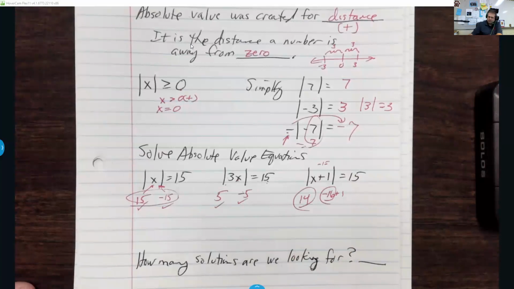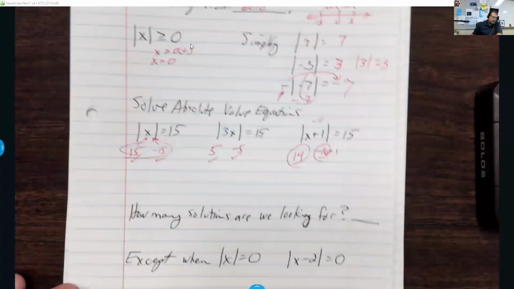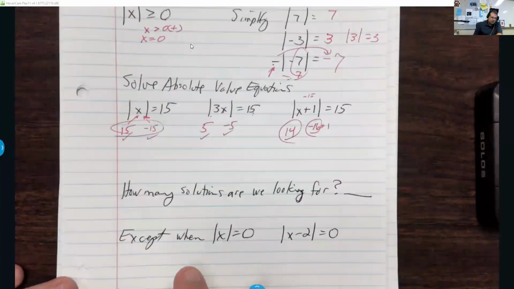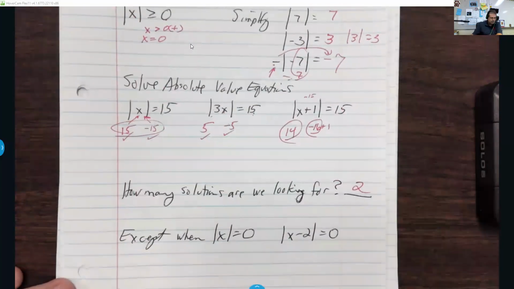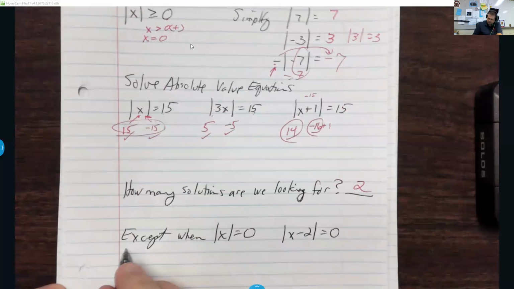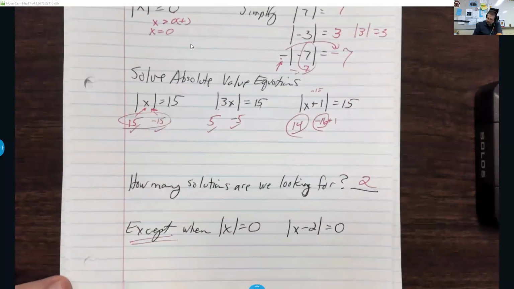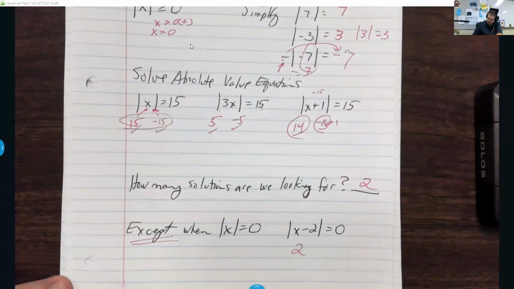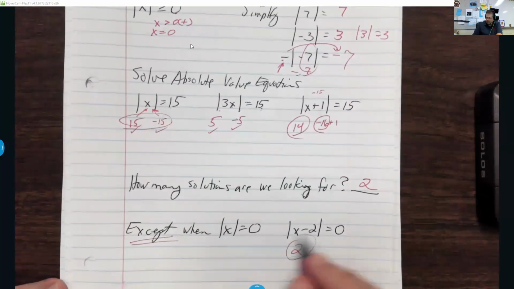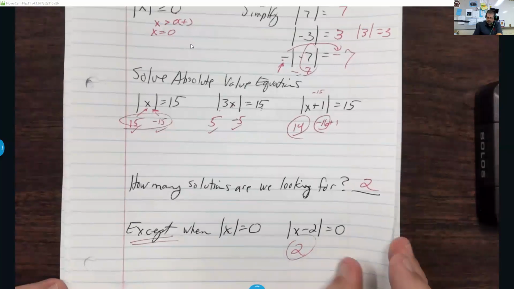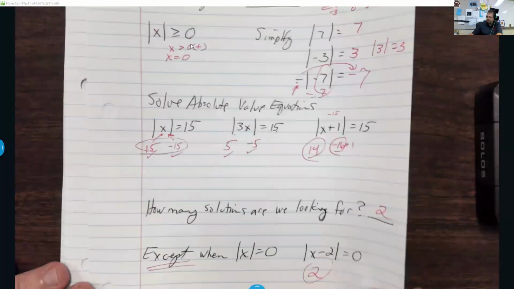So think about this. How many solutions are we basically looking for? Well, we're usually looking for 2, right? With the exception of when the absolute value is equal to 0. Because when it's equal to 0, I want what's inside to be 0. What makes this 0 is a 2. But there is no such thing as a -0, so you're only going to have one answer when the absolute value is equal to 0.